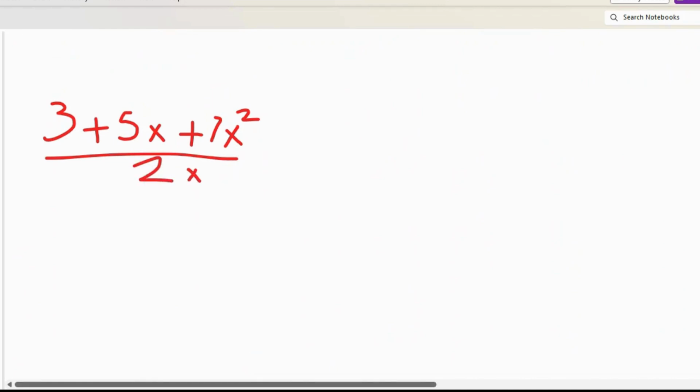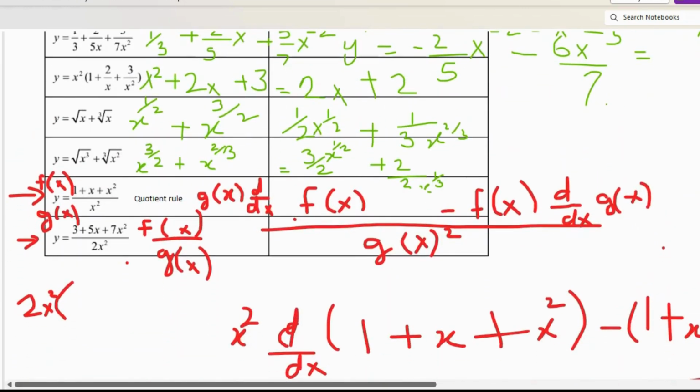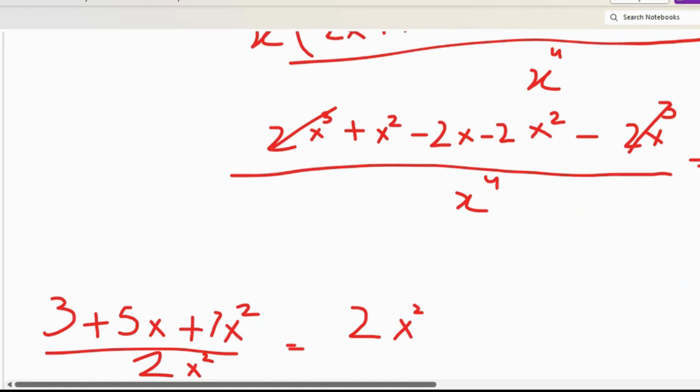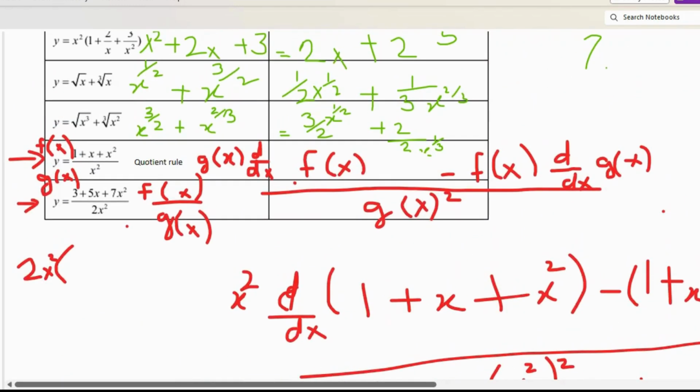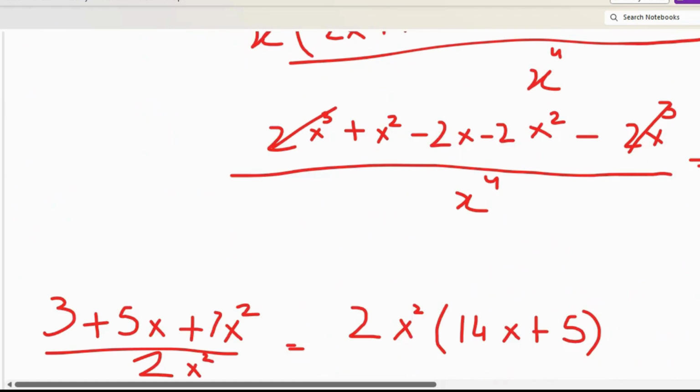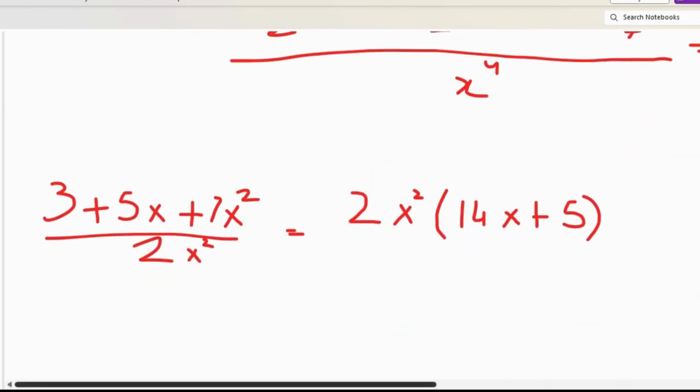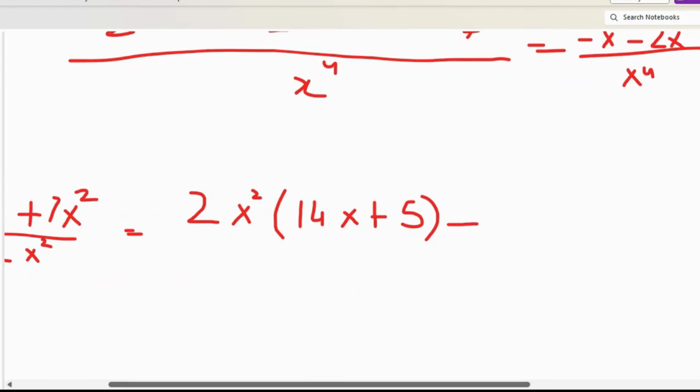So like we did the quotient rule formula above, it's the same thing. g of x, which is 2x squared, so the formula is g of x times the derivative of f of x. So you would just put down the derivative of f of x here. I'm just putting down the derivative in the correct order. So it would become 14x plus 5. And according to the quotient rule, you would use the minus sign. So here is the minus sign, minus f of x.